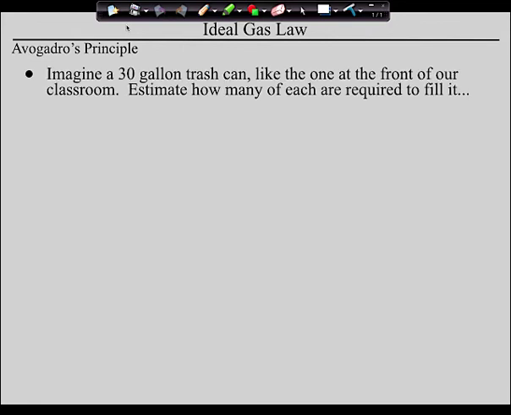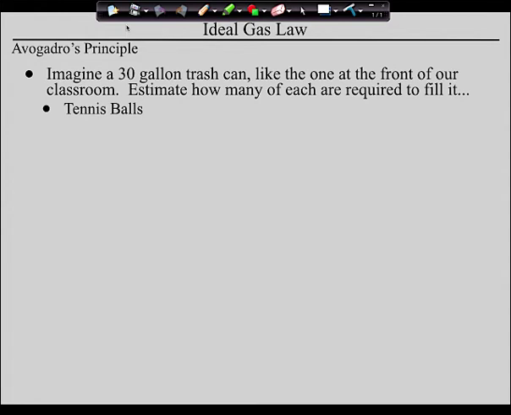You ready? So imagine, and it's actually 30-gallon, it's not 30-liter. So we've got a 30-gallon trash can up here. And guys, here's the thing that I want you to estimate. How many of each of these things would be required to fill the trash can? So first of all, tennis balls. If we were to try to fill this trash can with tennis balls, how many would it take? So something about that big, right? 80, 100, 120, 150. Let's just use a round number and let's say 100. So guys, 100 tennis balls.